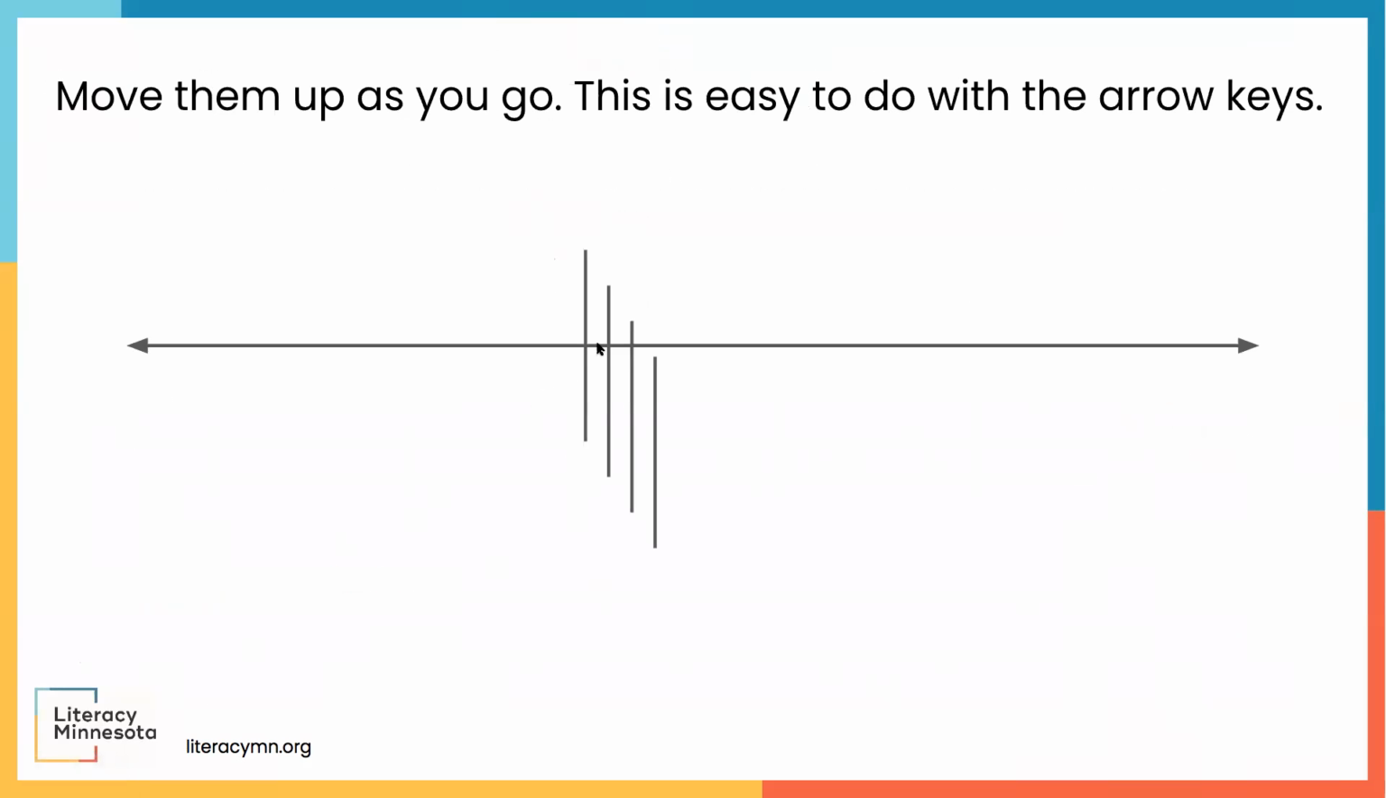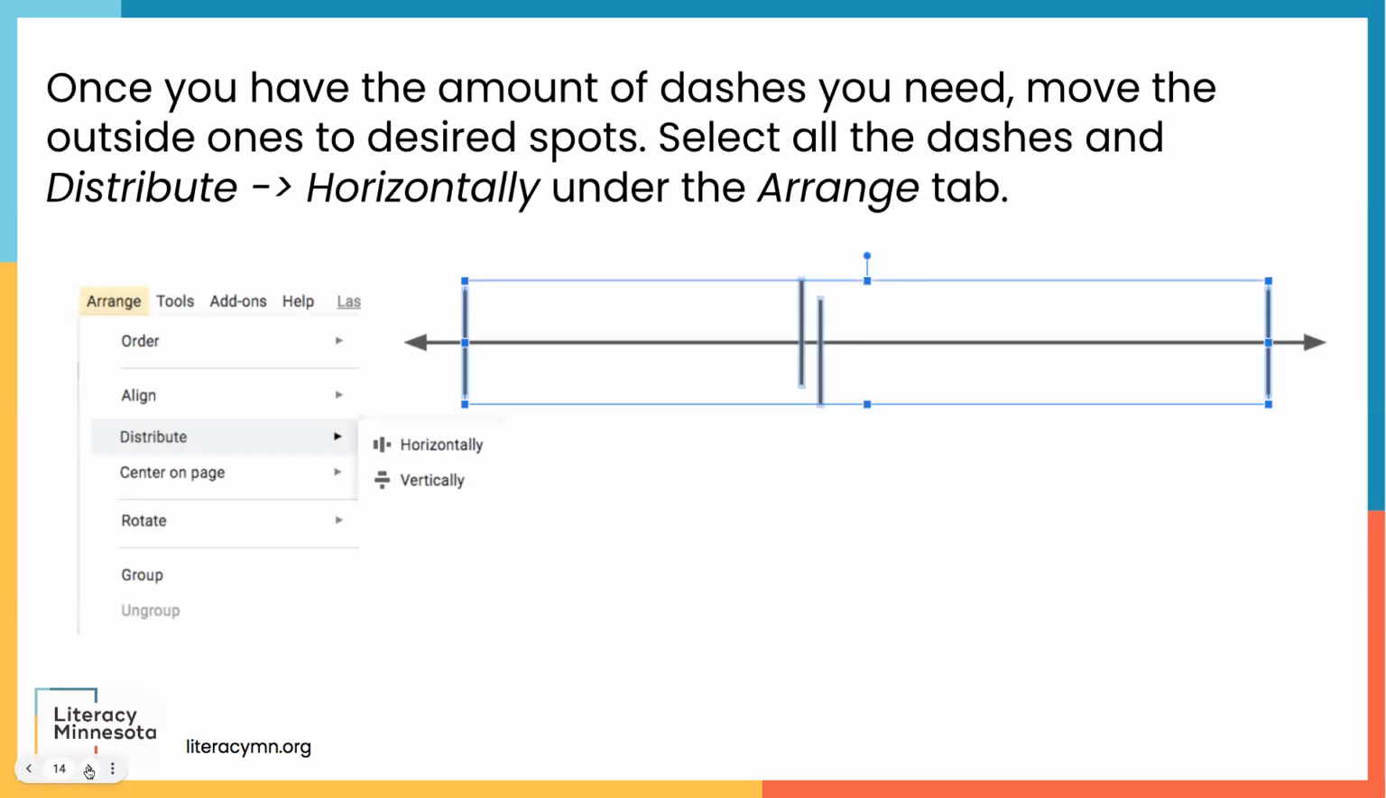If you just copy and paste, they'll show up like this on your screen. But as you create them, it's really easy to move them up or down with your arrow keys and put them exactly where you want them. I usually just have them all close together like this until I'm ready to distribute them. Then I move my two end pieces to where I want them and select all of the little dashes. Under the Arrange tab, you can hit distribute horizontally, or if you're making a vertical line, you can make it vertical.